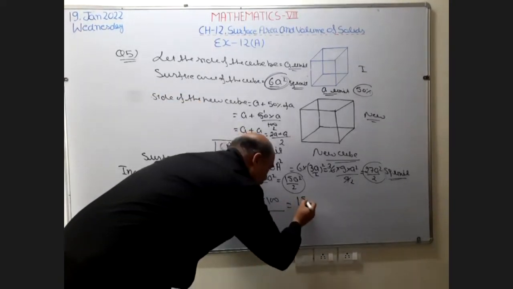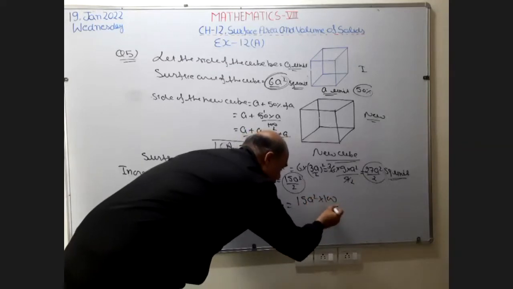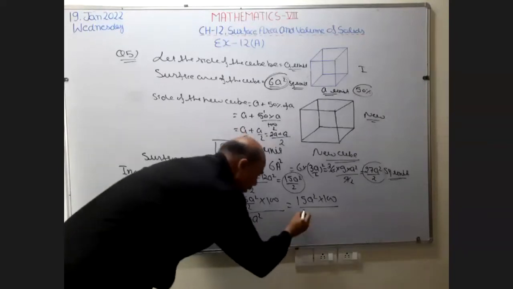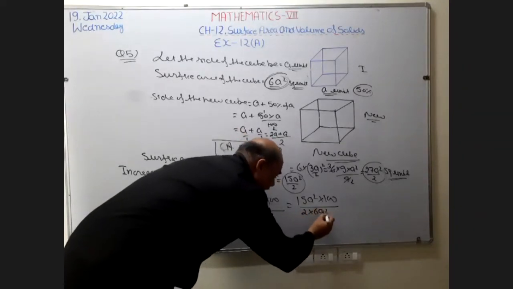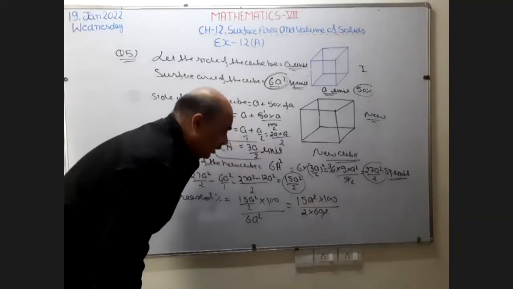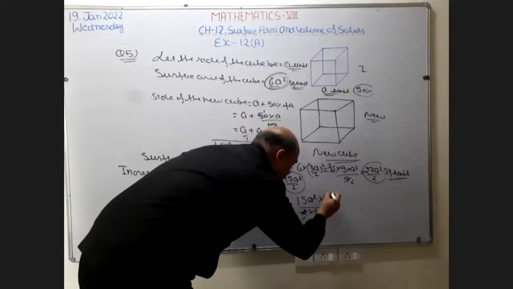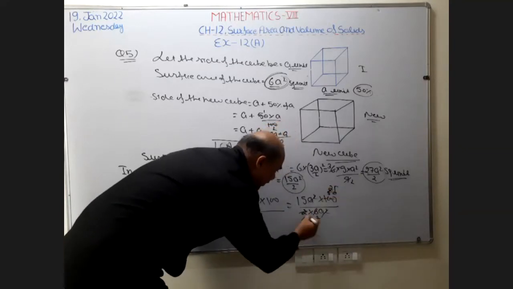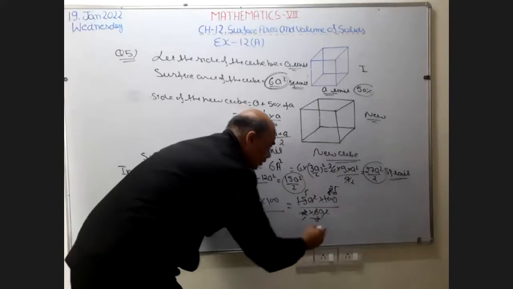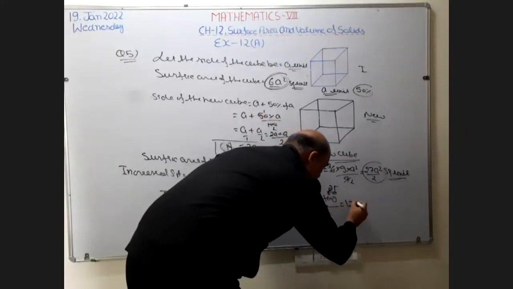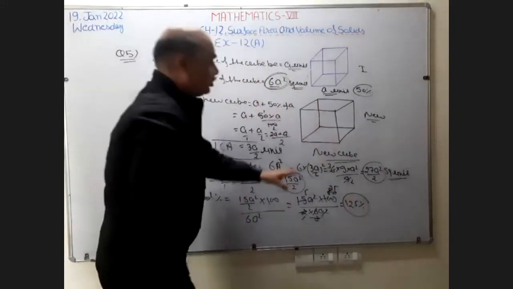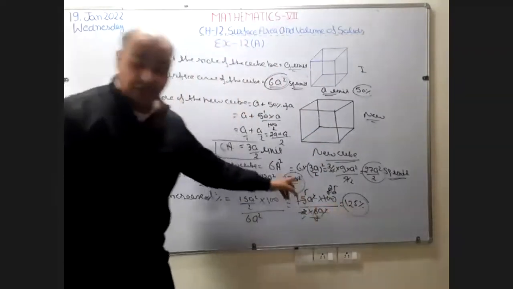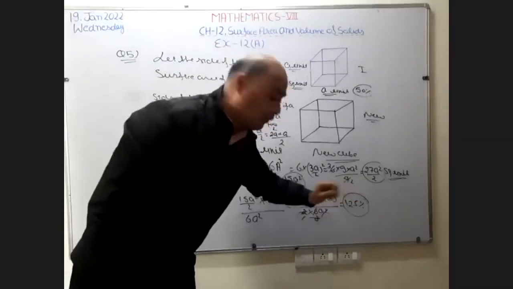So this is going to be 15A² into 100 upon 2 into 6A². A² is going to cancel with A². Now 2 1s are 2, 2 5s are 10, again 2 3s are 6. This is going to be 25, and 3 5s are 15, 25 5s are 125. It means the surface area of the new cube is going to increase by 125%. So the increase in area of this cube is going to be 125%.